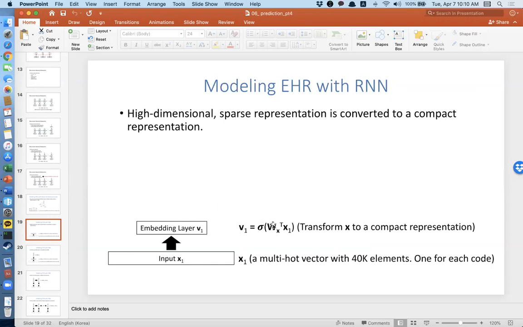People typically use 128 dimensions, or 256, 512. These days, if they use a transformer, sometimes they use 1024 dimensions. Anyway, once you've put your X1 through this equation, you get V1, which is your latent visit representation vector.